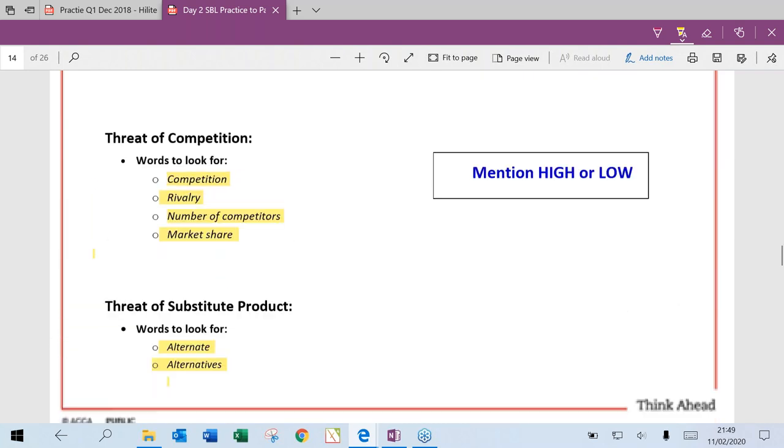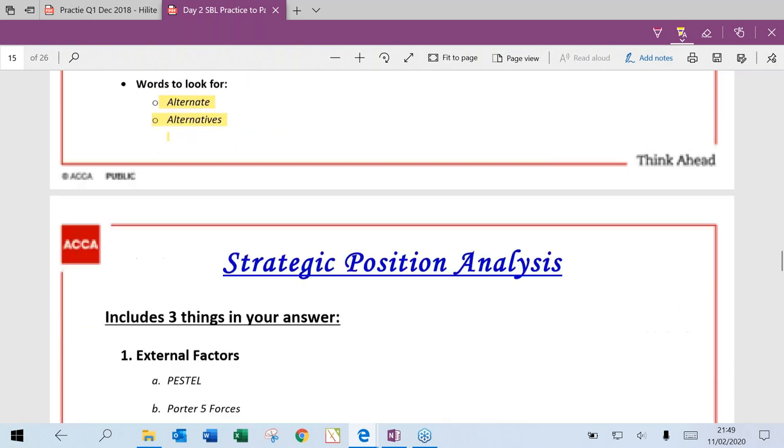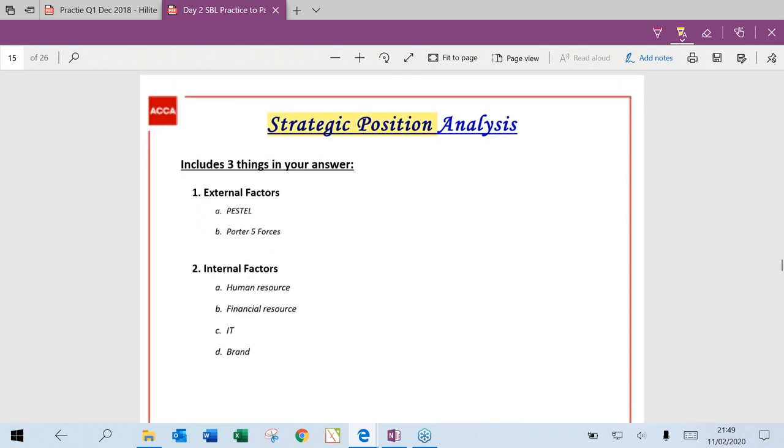Okay. So are we done with Pestel and Porter 5 forces? Now there's something called strategic position analysis. A couple of times the examiner has asked, analyze the strategic position of ABC company. So whenever you see this kind of a question, you have to cover external factors as well as internal factors. And under external factors, you have to cover country environment using Pestel, and then Porter industry environment using Porter 5 forces. And then under internal factors, do you remember these four items? The standard list: human resource, financial resource, IT, and brand. So whenever you receive a question which says analyze the strategic position of ABC company, keep this in mind.